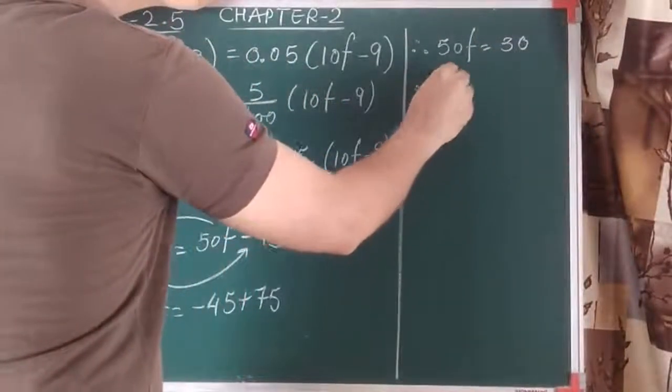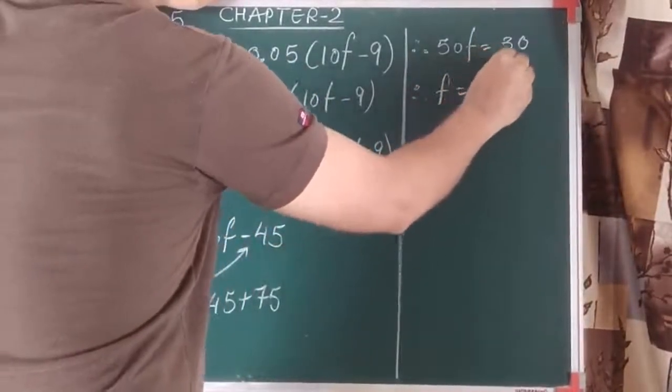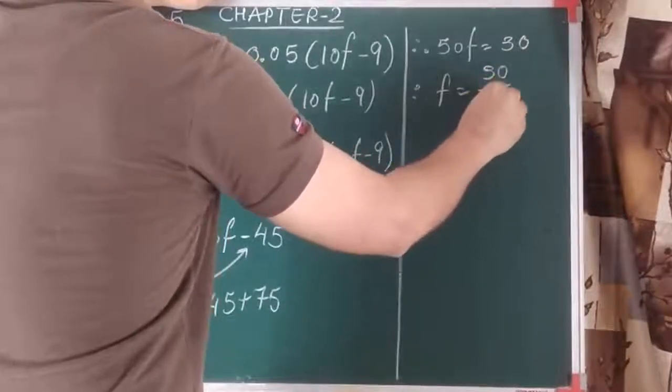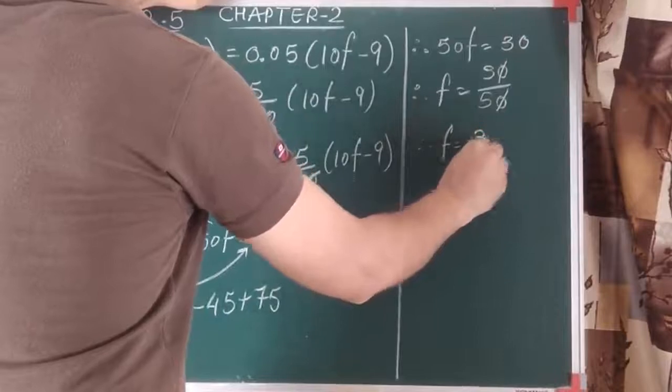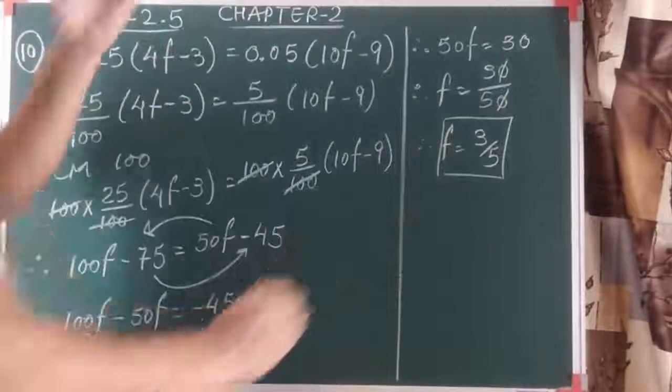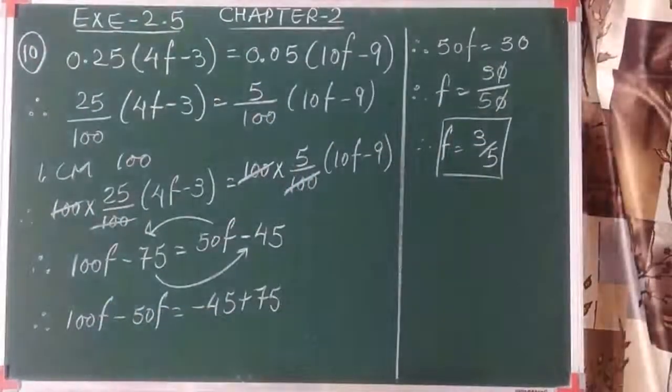So the value of f is equal to 30 upon 50. 1 zero will cut, so we'll get f is equal to 3 upon 5. So this value of f is called the solution of this linear equation in one variable.